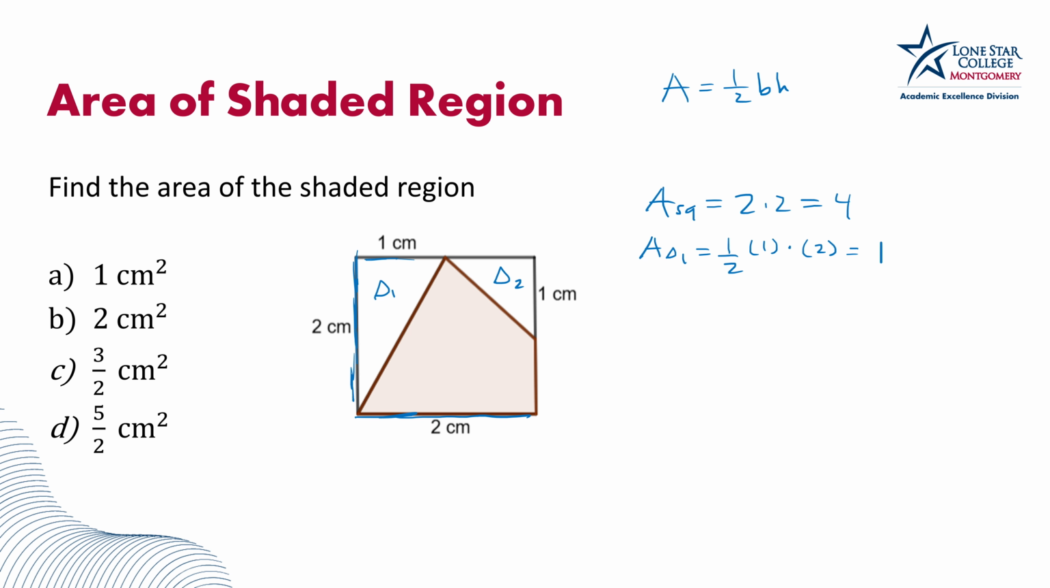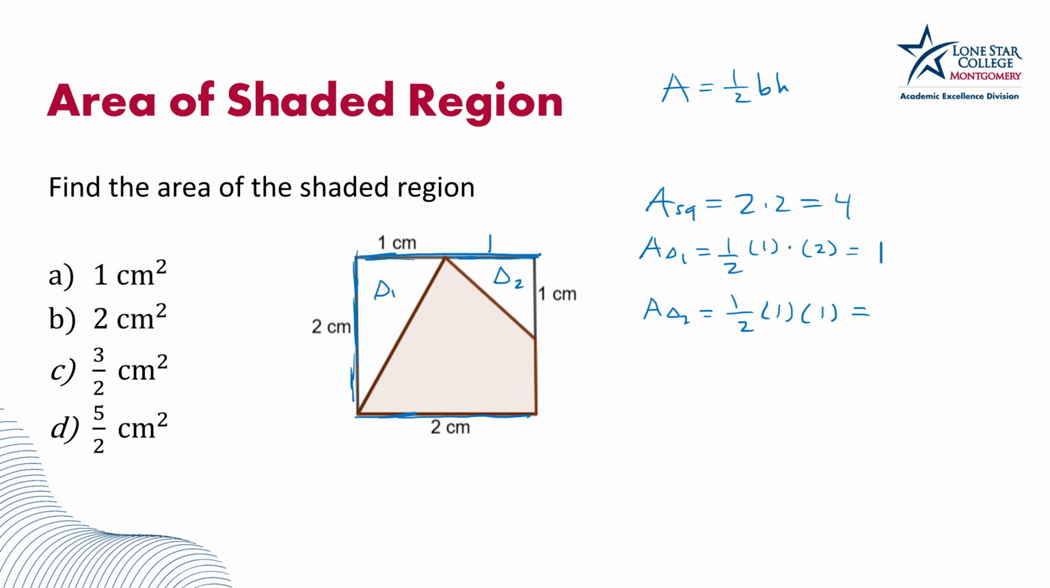Now let's look at the area of triangle 2. We know it's going to be 1/2. What's our base though? If you look at it, this side here has to be 1. And how do we know that? Because this whole length here has to be 2 centimeters, but we know the left side's already given us 1 centimeter. That means the unknown right side has to be 1 as well. So we would have our base, which is 1, times our height, which is also 1. So 1/2 times 1 times 1 is 1/2.